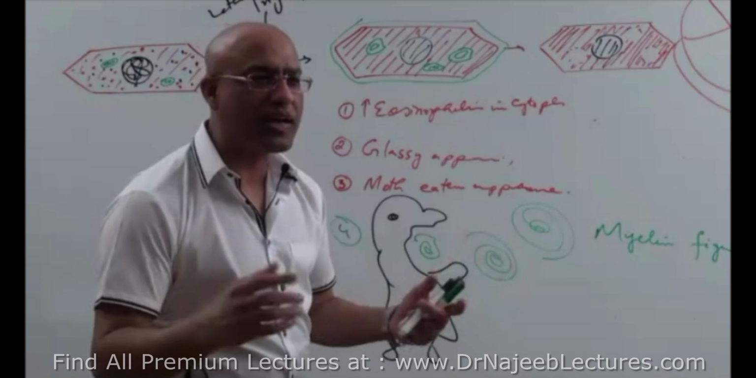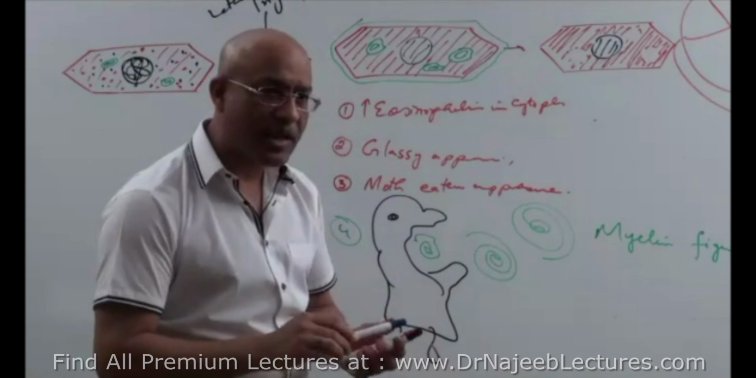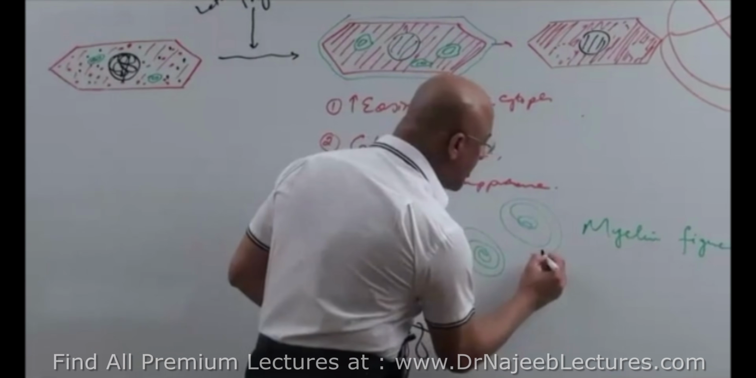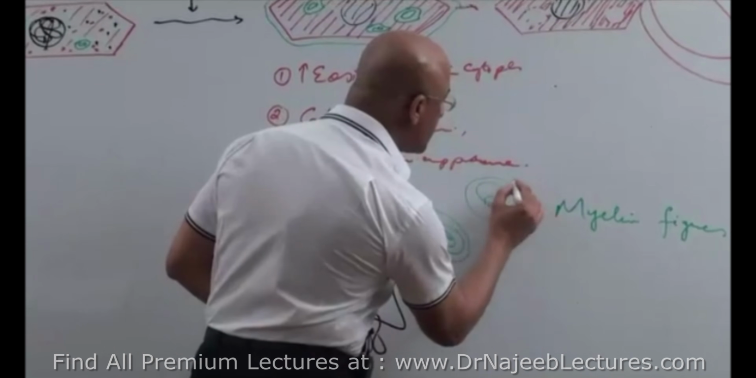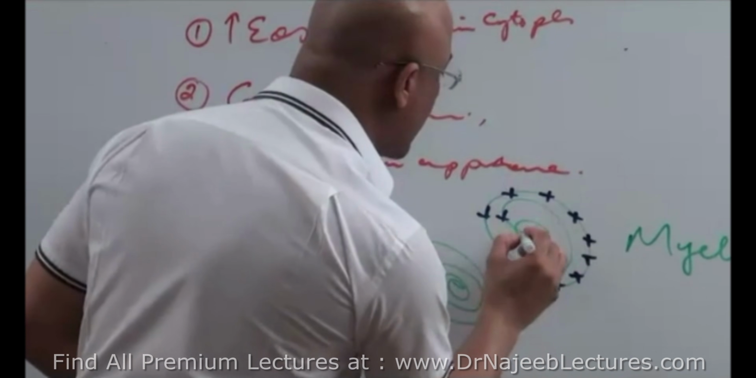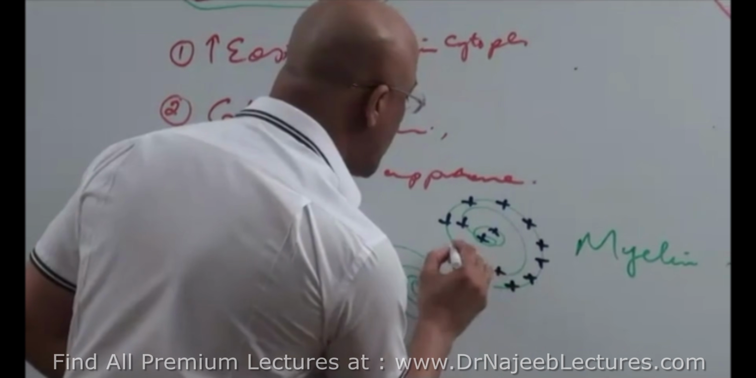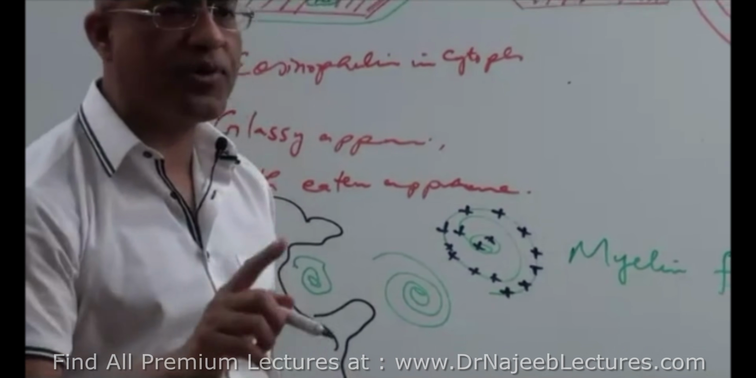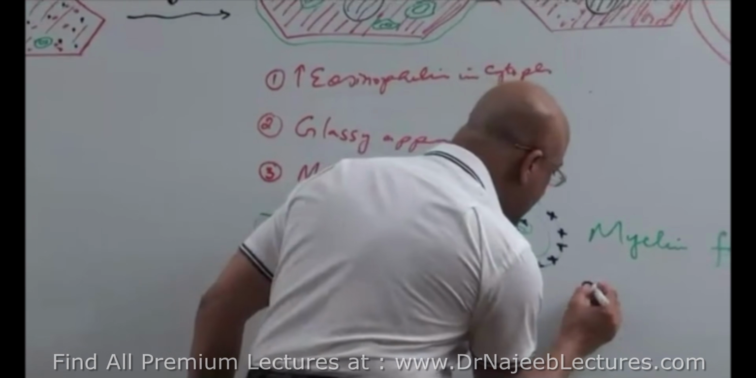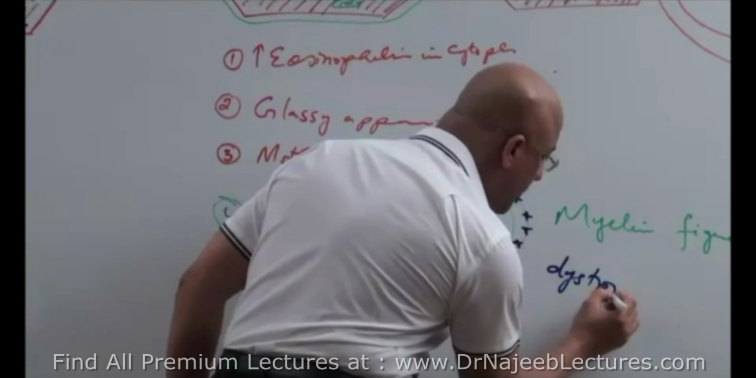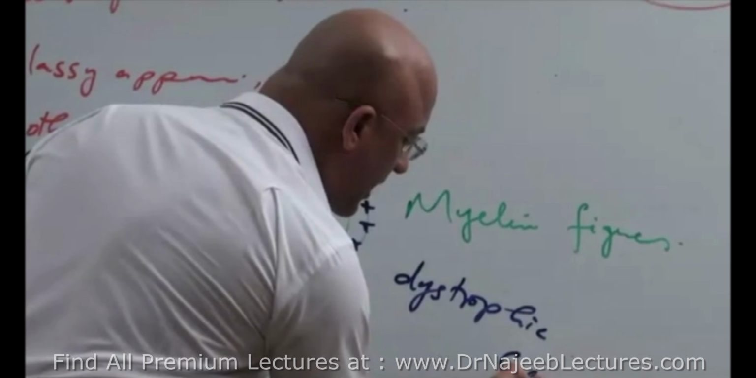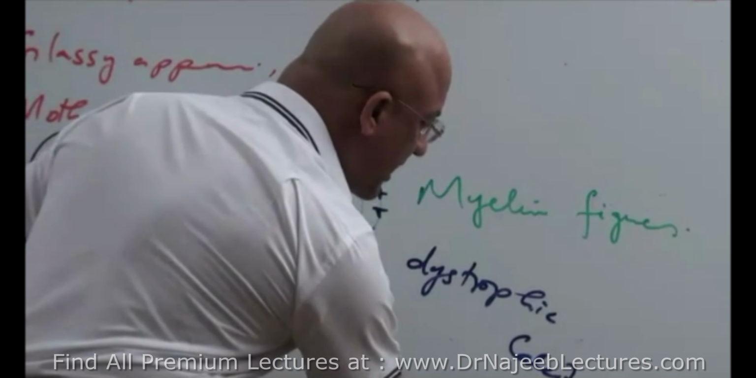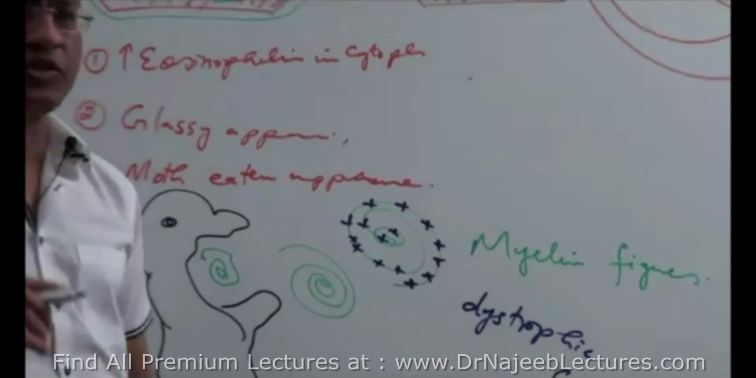So they will attract the calcium. So calcium will bind there. And when calcium binds there, this part of the cell will undergo dystrophic calcification. Dystrophic calcification. The classical example is in a tuberculosis patient.